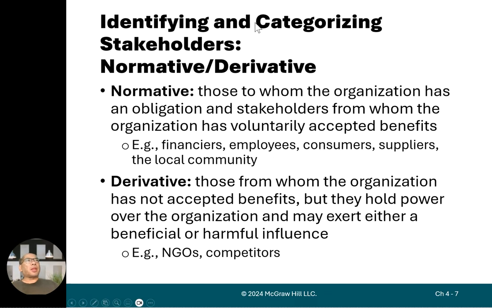And then identify the normative and derivative stakeholders, the two definitions here. The normative are those to whom the organization has an obligation, and stakeholders from whom the organization has accepted benefits, such as financiers, employees, consumers, suppliers, and the local community. The derivative are those from whom the organization has not accepted a benefit, but they hold power over the organization and may exert either a beneficial or harmful influence, such as NGOs and competitors.